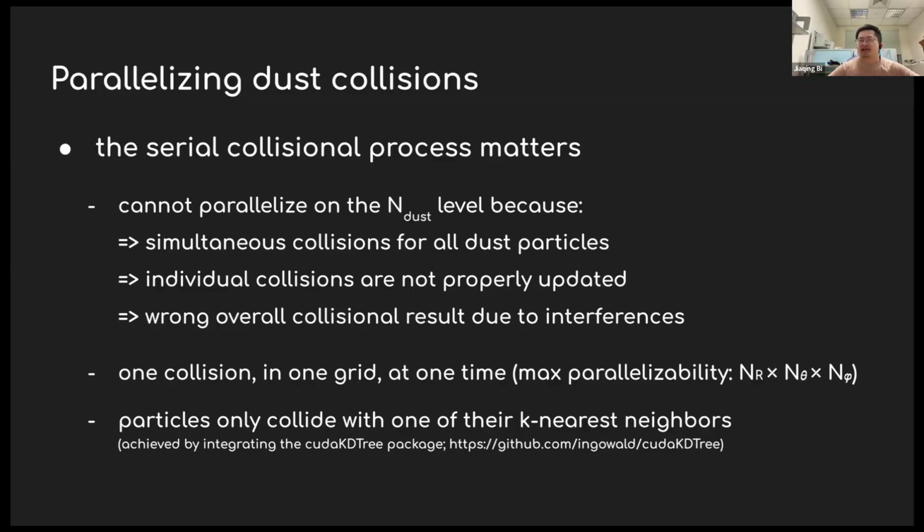KNN is a pretty well-studied computational problem, and there is an existing open source third-party package, called cuda-based. For this cuDust code, we just integrate that package into ours, and we call the functions written in the cuda-based package to efficiently know who are the nearest neighbors of a certain particle, so that we know who this particle will possibly collide with.